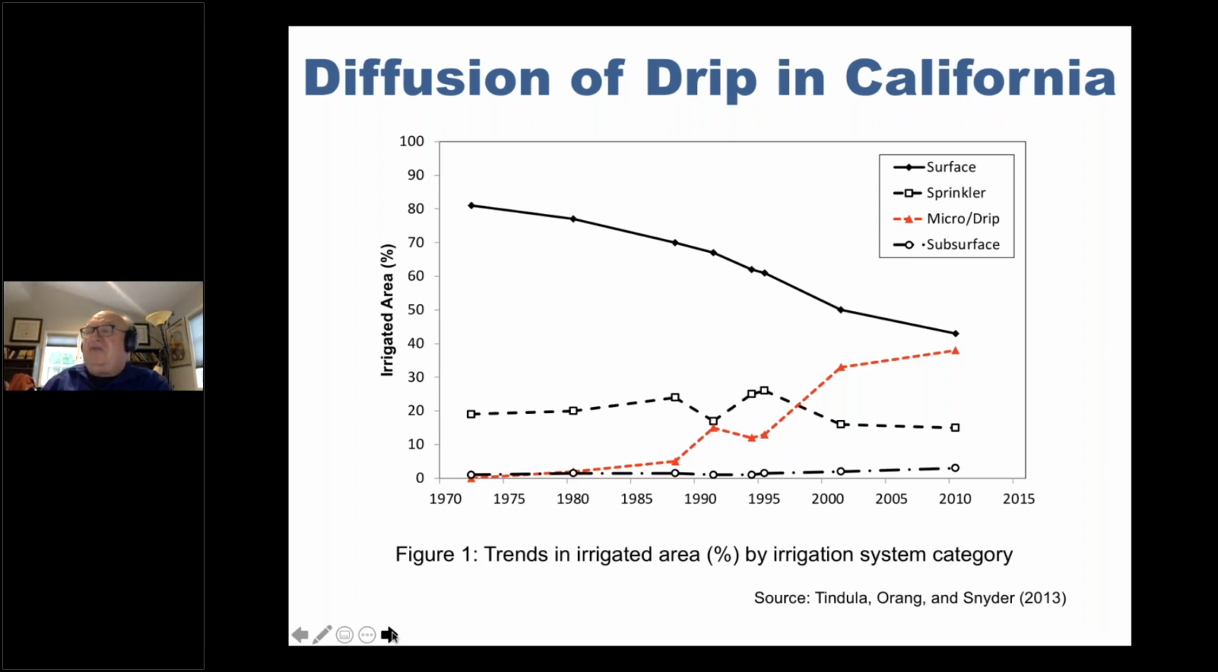In the beginning, it was used in trees. Later on, it was used in tomatoes. Now it's used in other things. It moved gradually, and today 40% of the acreage in California is using drip, another 20% are using sprinkler, and the areas that use traditional irrigation went down.